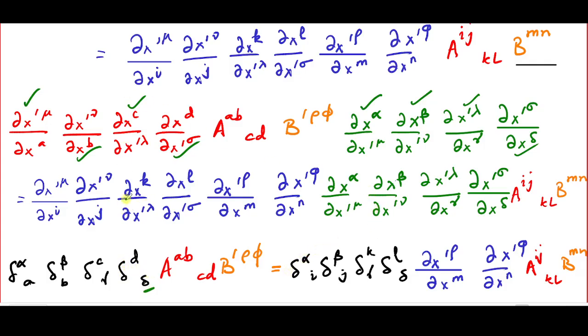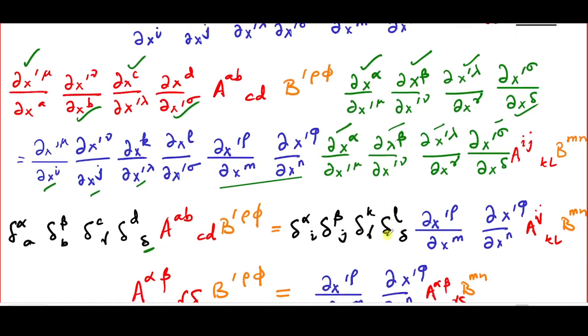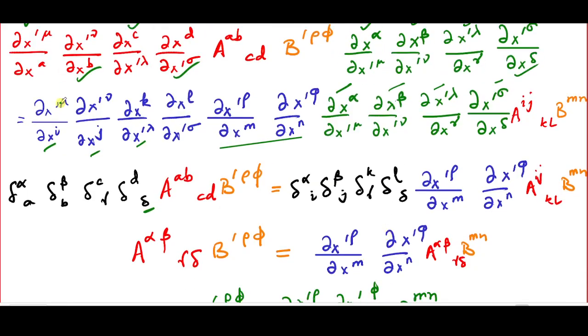And exactly similar thing will happen on this side. This and this together will give you delta alpha I. This and this will give you delta beta j. Here you get delta k gamma, and here you get delta L delta. Of course, these two coefficients will still survive. They are not being contracted with anything. Now we use the magic of the delta symbol to simplify the sum on both sides.